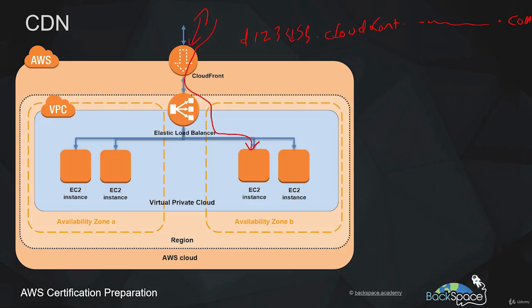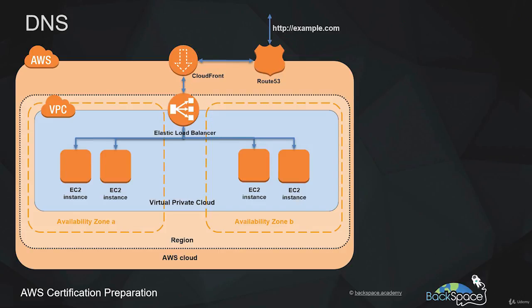As you can see here, we've got example.com, and that is where the Route 53 domain name service can come in. Route 53 will grab those requests for your domain, example.com, and it will forward those requests over to the CloudFront service, and the CloudFront service will handle it from then on.